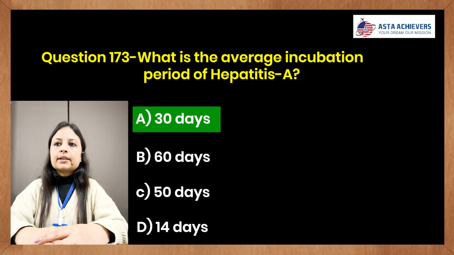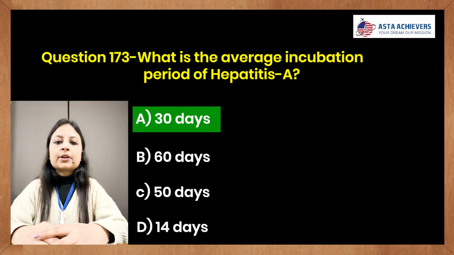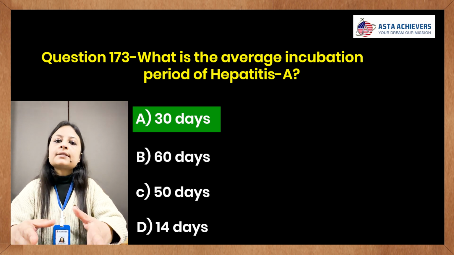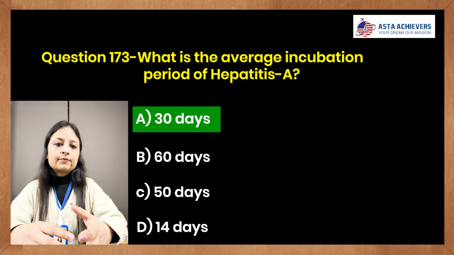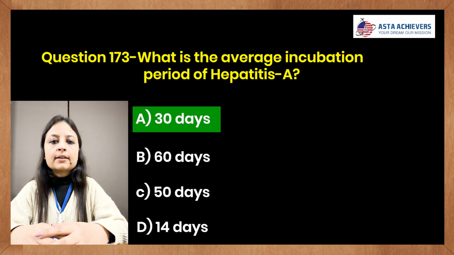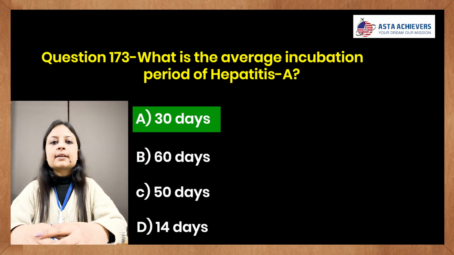Question 173. What is the average incubation period of hepatitis A? Option A, 30 days. Option B, 60 days. Option C, 50 days. Or option D, 14 days. So option A, 30 days, is the correct answer.